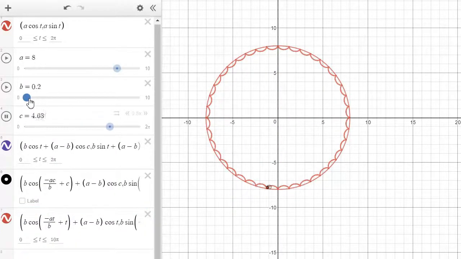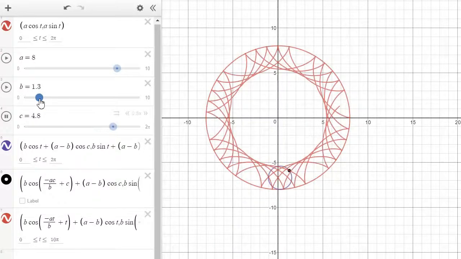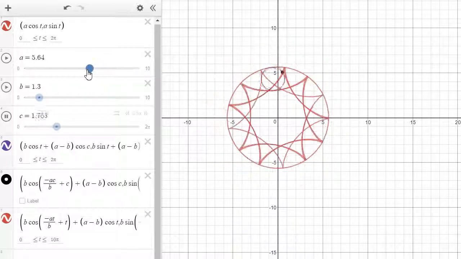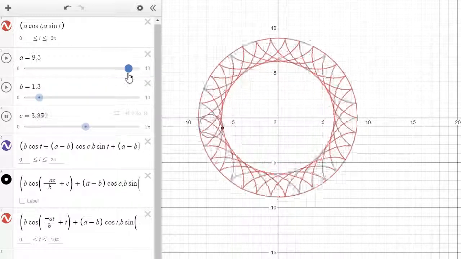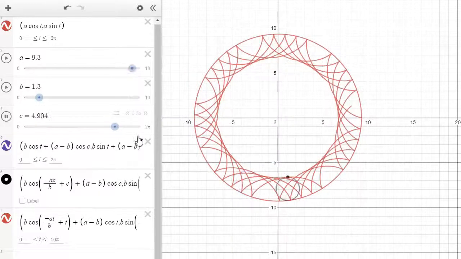Well, you can play about with it. I'm going to leave the link to this graph, and then you can vary the radius of the small circle, and you can vary the radius of the big circle, and so on. Okay, play about in the link below in the description.